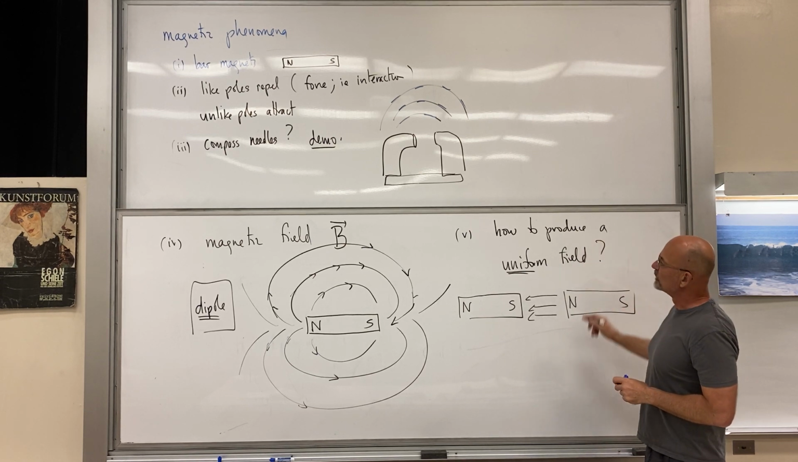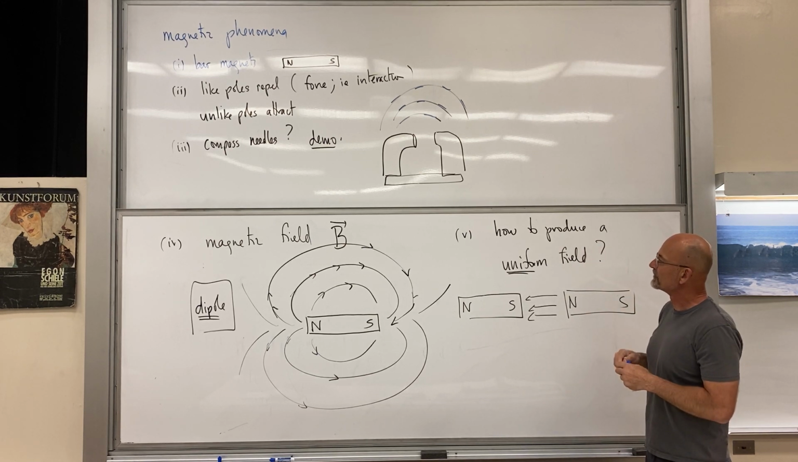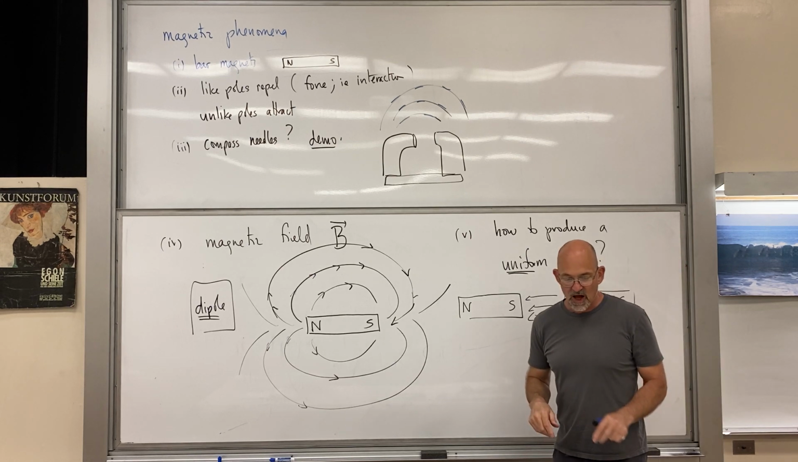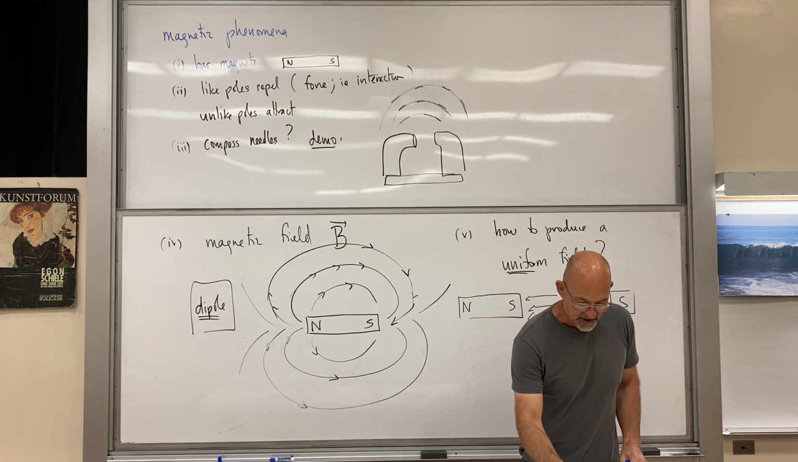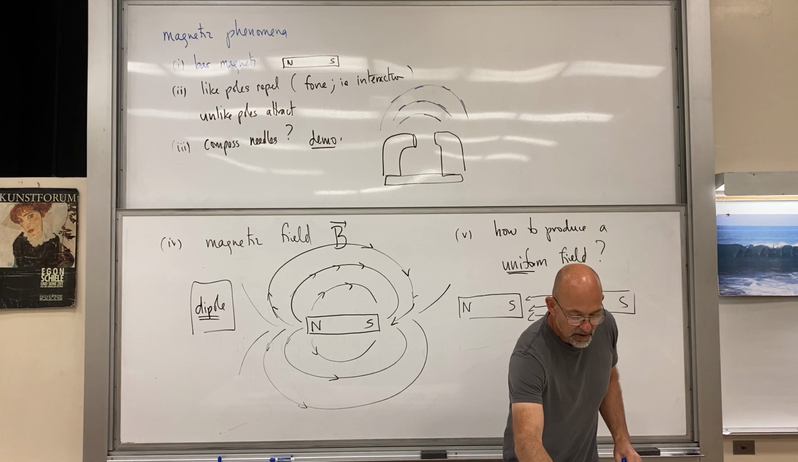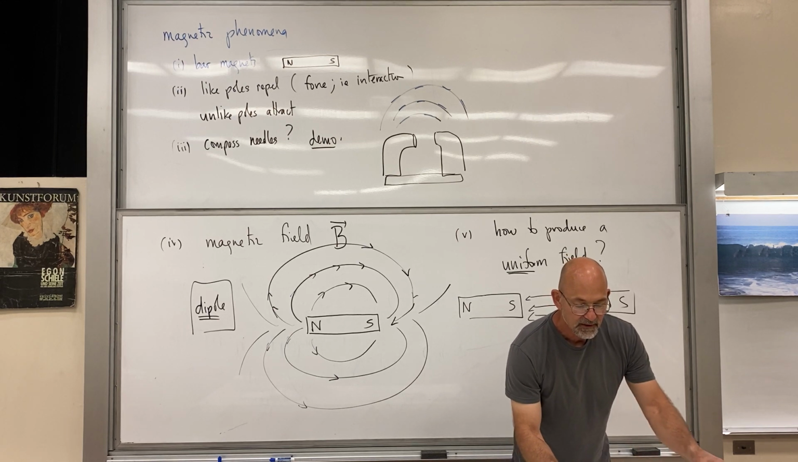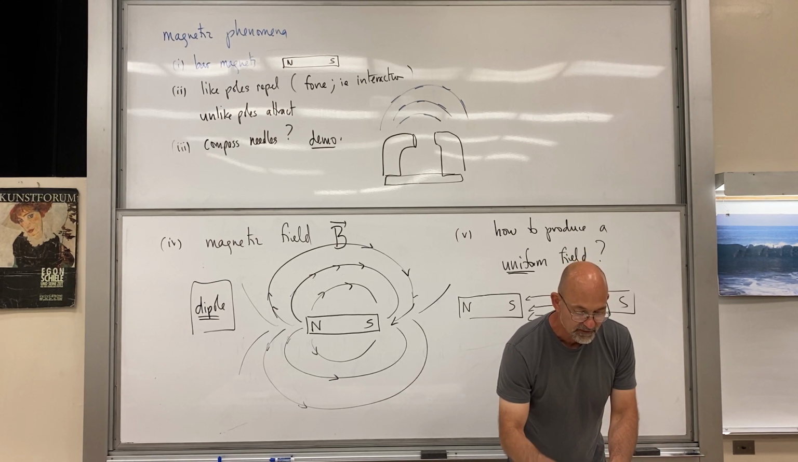So that's how to produce a uniform field. Okay, so that's the phenomenological part of what I was going to talk about. Let's see. Field lines. Very good.